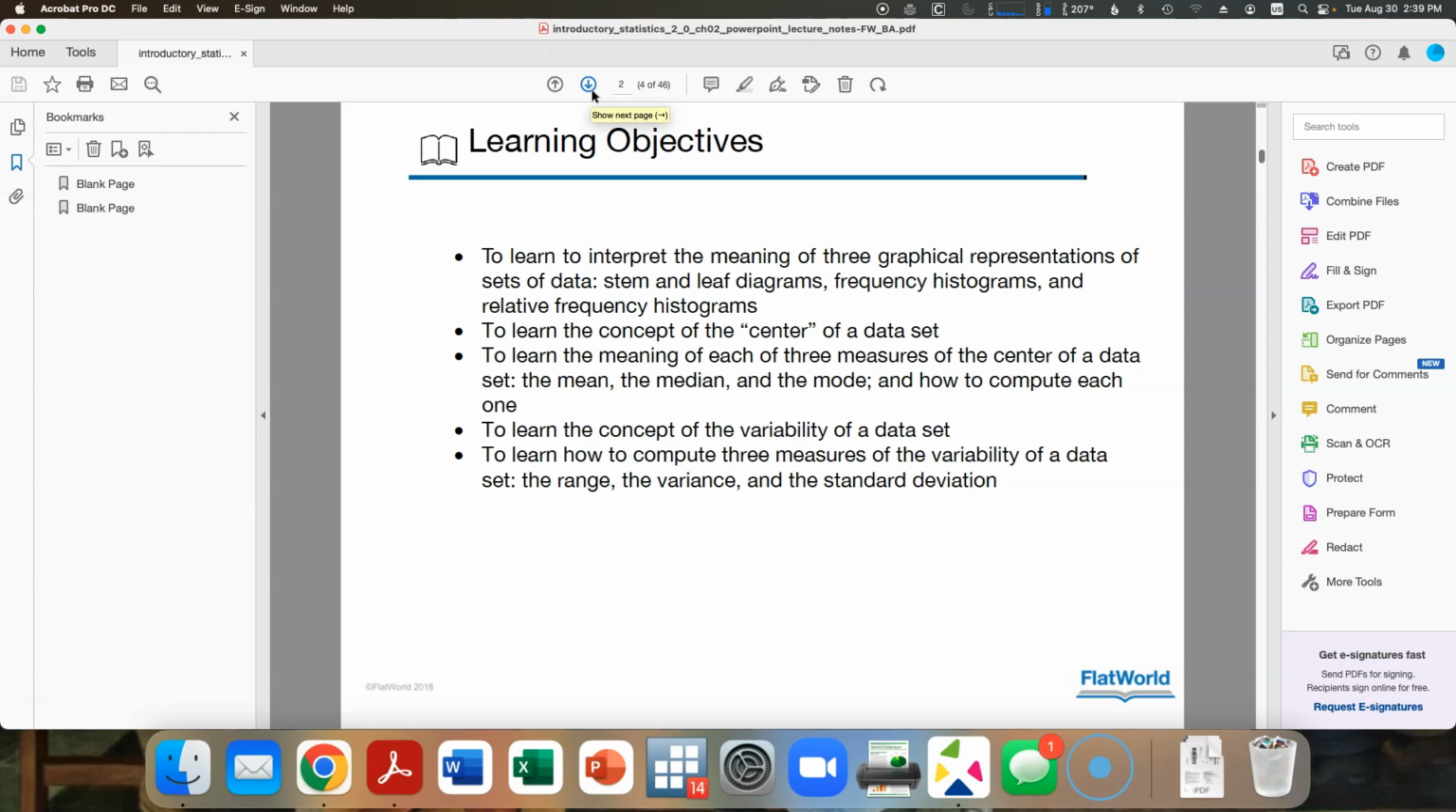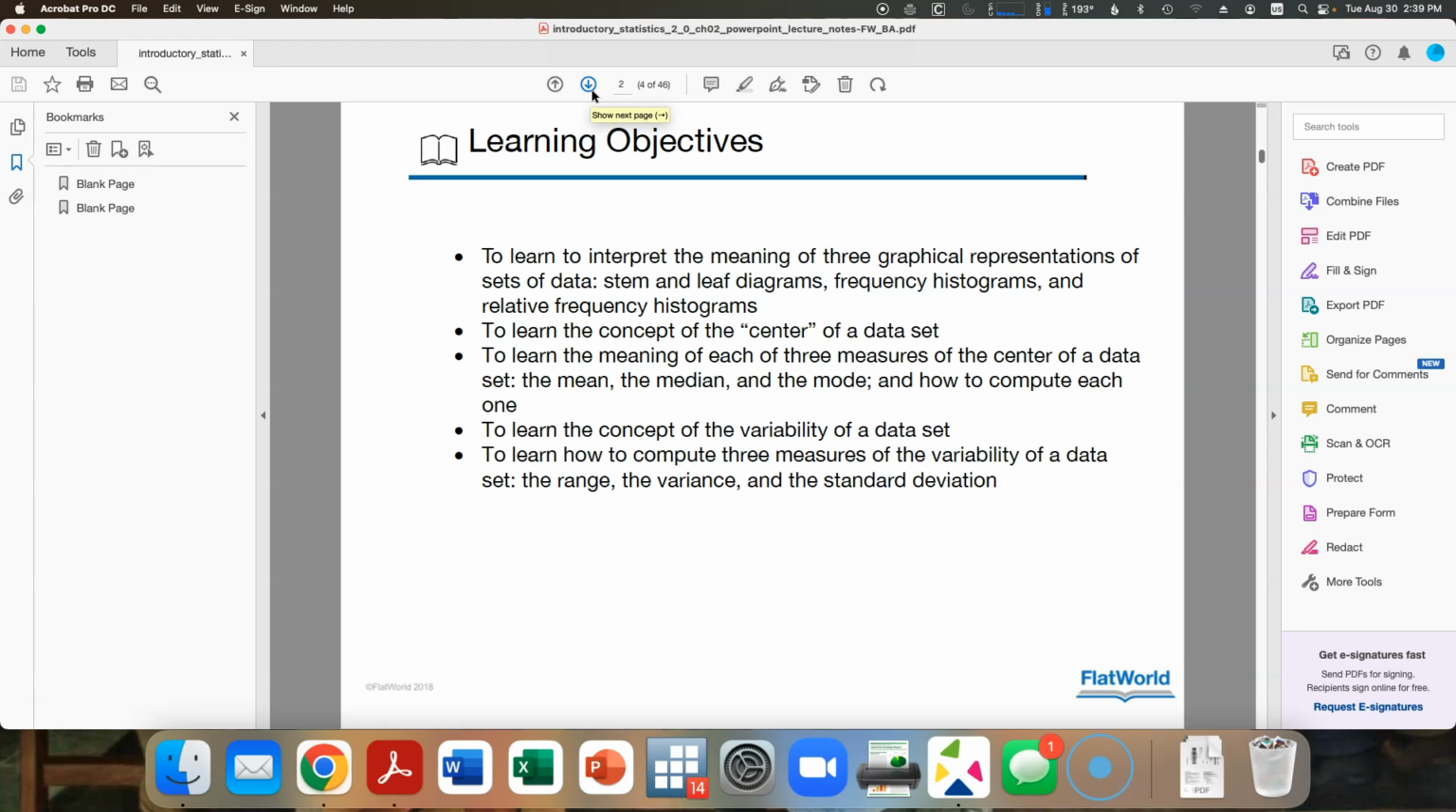As usual, the first question, and again, my apologies, to be organized here, I print out the PowerPoints and make some notes, so here's some rustling of papers as I proceed through this. The first thing we're going to do is talk about the 3 primary ways that we try to graphically display data. That would be stem and leaf diagrams, frequency histograms, and then relative frequency histograms.